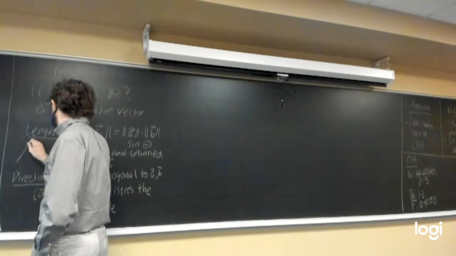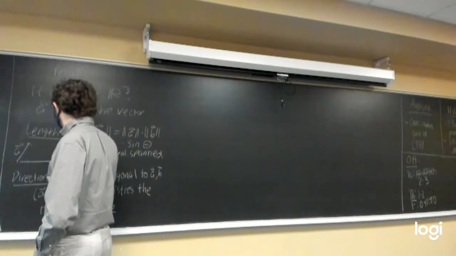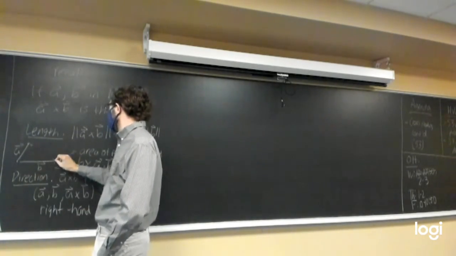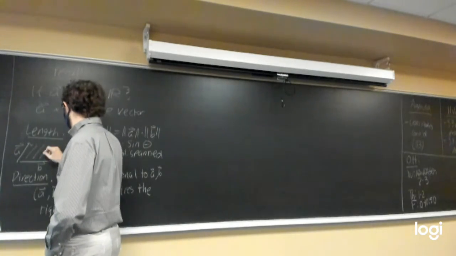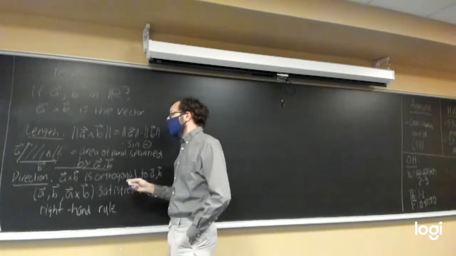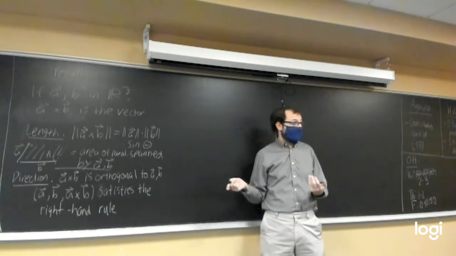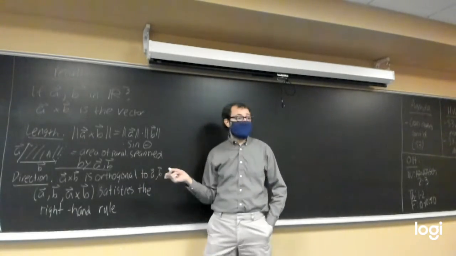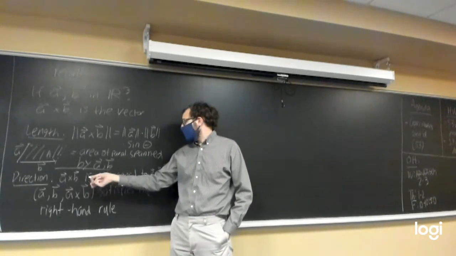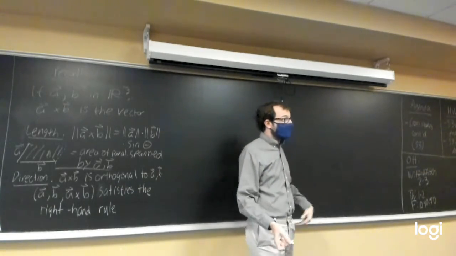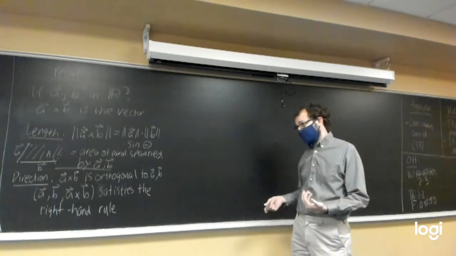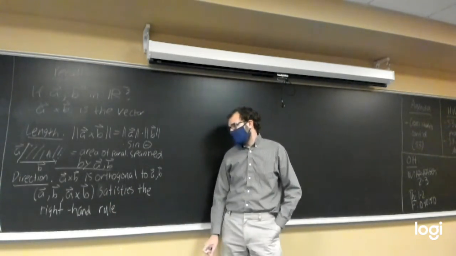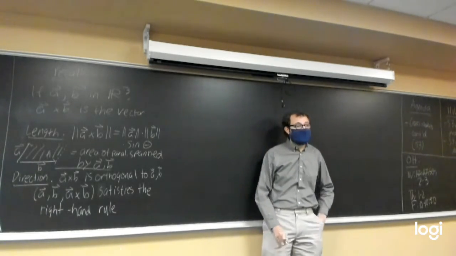Meaning, if this is your vector A, and say this is your vector B, then we can complete this drawing to make a parallelogram. The area of this parallelogram should be equal to the length or magnitude of the cross product. And the direction that A cross B should point in: A cross B should be orthogonal to both A and B, meaning perpendicular to both of the original two vectors. And it needs to do it in a way such that this set of vectors, A, B, and A cross B, satisfies the right-hand rule.